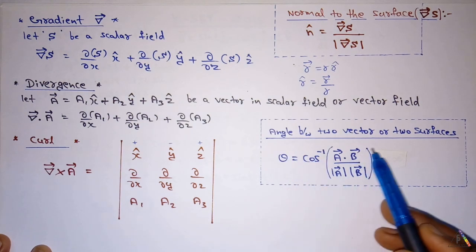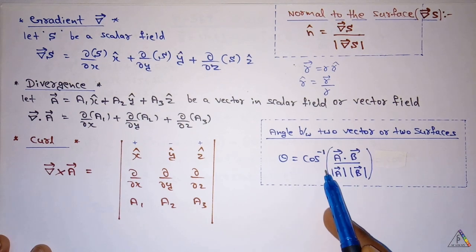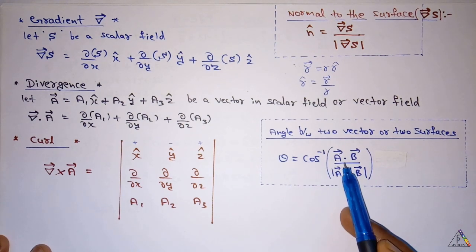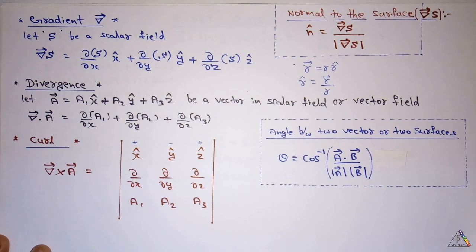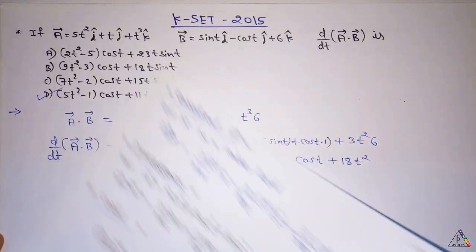The angle between any two vectors or two surfaces, theta, is equal to cos inverse of A bar dot B bar divided by the product of their respective magnitudes of the vectors.